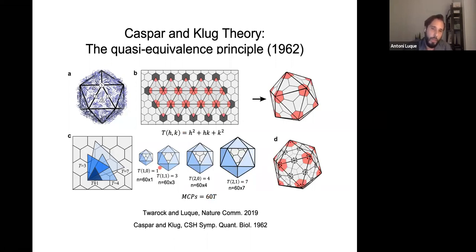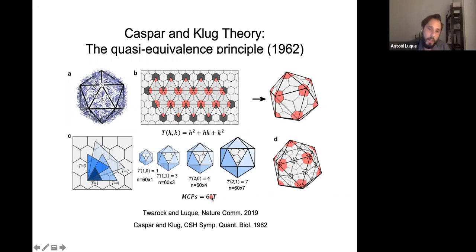And this formula, because for T1 you need 60 proteins and T is proportional to the surface, reads as 60 times T. And T is also the number of different quasi-equivalent positions that you need on the capsid to recover the icosahedral symmetry. These quasi-equivalent positions are in the icosahedral structure. In the hexagonal lattice, they're completely equivalent because they're in 2D.